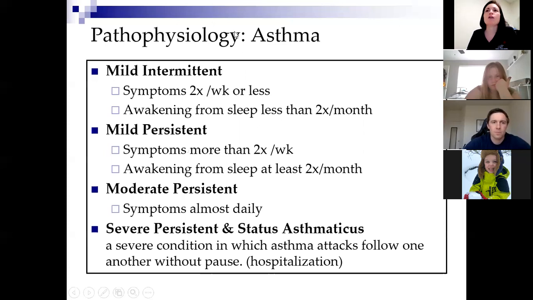So we have a couple different categories of asthma. We have mild intermittent, and that happens 2 times a week or less. It could wake them up in the middle of the night. So if you're woken up 2 times or less, or if your symptoms happen during the day 2 times or less in a week, then that's mild intermittent. Mild persistent occurs more than twice a week. Moderate persistent occurs almost daily. And severe persistent or status asthmaticus is a type where you're pretty much hospitalized because you're having one asthma attack after the other without any kind of relief in between. So that is something completely different and serious, and they'd be hospitalized.